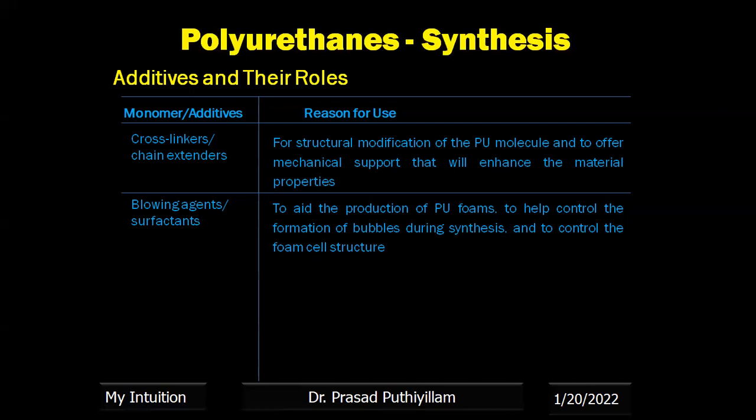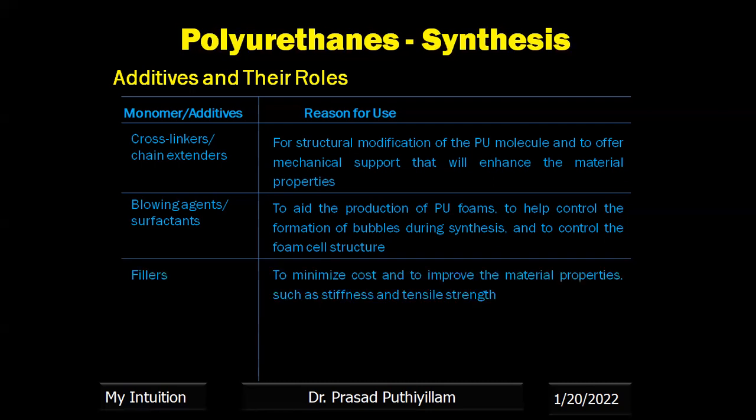A uniform cell structure should be created. Uniform bubbles should be created. Then only the article or the product which is prepared will have uniform strength. Fillers are used to minimize the cost and improve the material's properties.